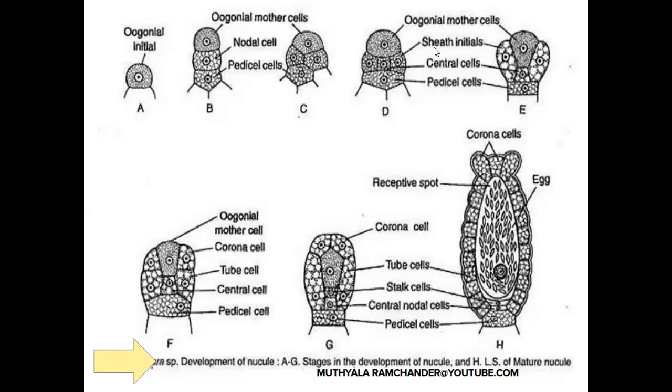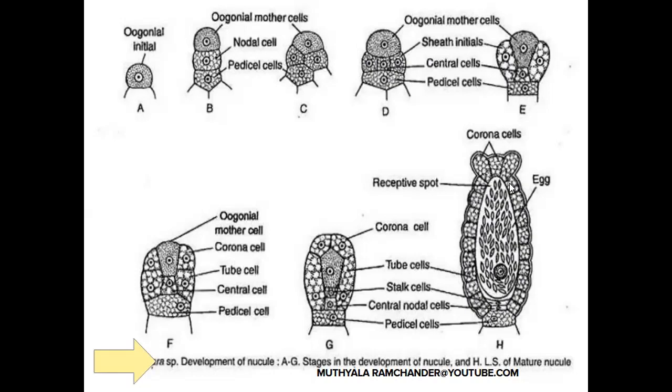Around this central cell, the remaining 5 tube cells are present. The tube cells are also called sheath initial cells. The sheath initial cells elongate into tube-like structures. They are spirally arranged around the oogonial mother cell.